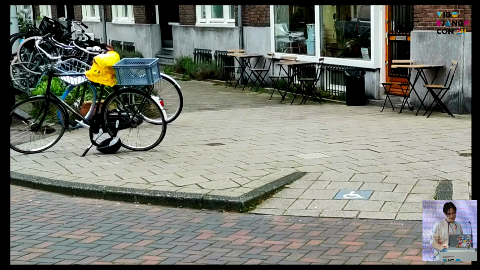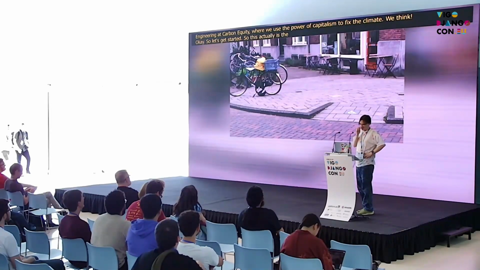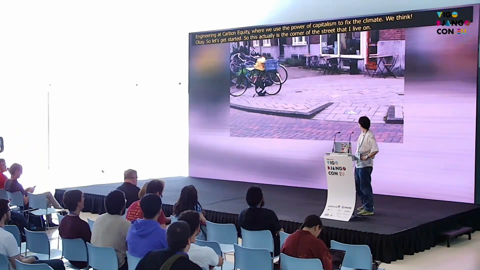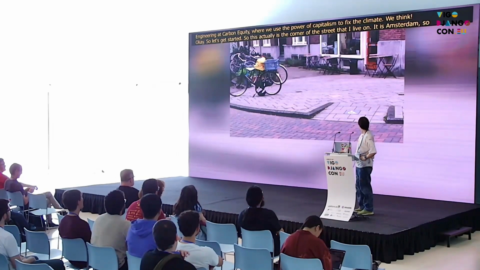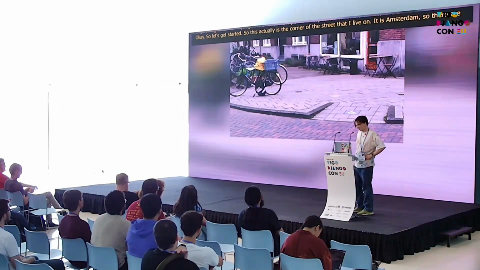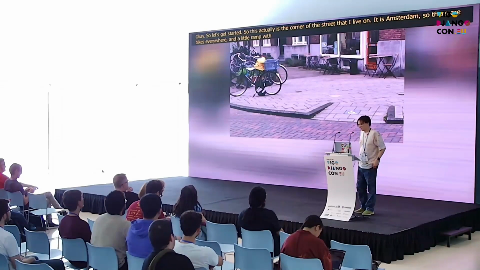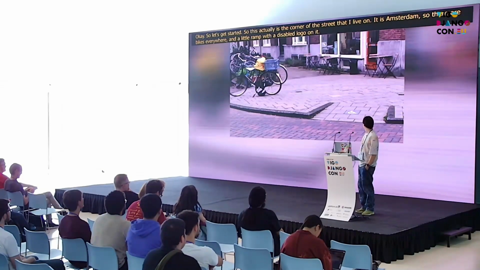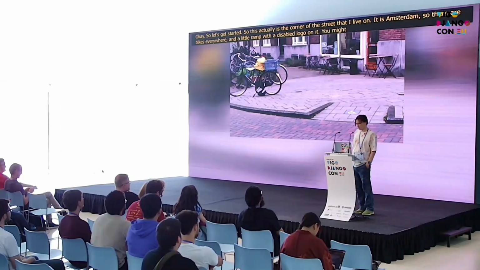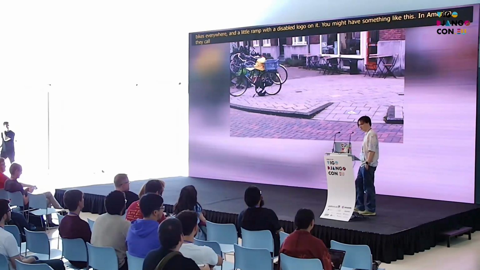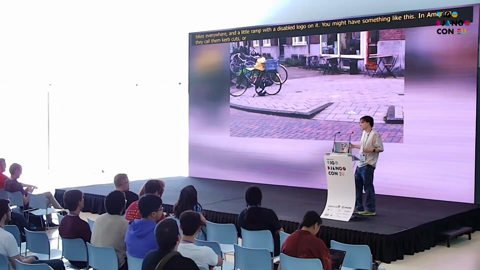Okay, so let's get started. So this actually is the corner of the street that I live on. It's Amsterdam, so there's bikes everywhere, and a little ramp with a disabled logo on it. You might have something like this. In America, they call them cut curbs or curb cuts or something. I'm not really sure, but I would just call it a ramp.